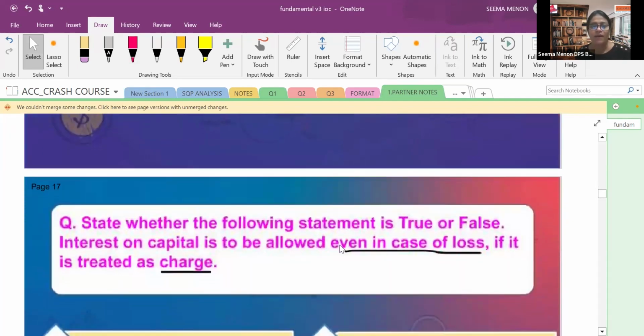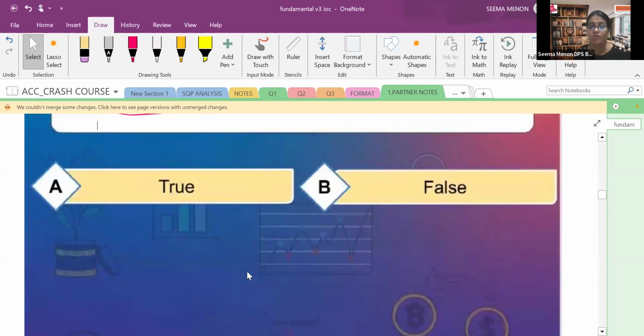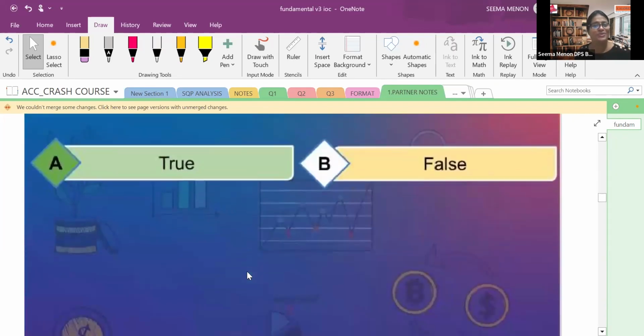So you can see that. State whether the following statement is true or false. Interest on capital is to be allowed even in case of loss if it is treated as a charge. If it is considered as a charge, that means expense. In short, you will understand charge means expense. If it is treated as an expense to the firm, in case of loss also you will be giving, or crediting, interest on capital. Is it true or false? It is true.